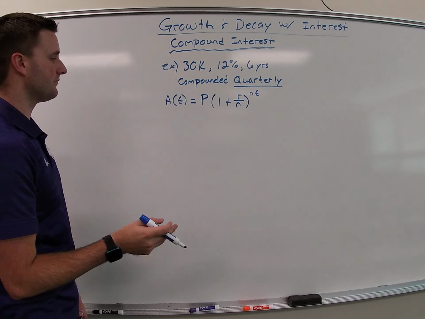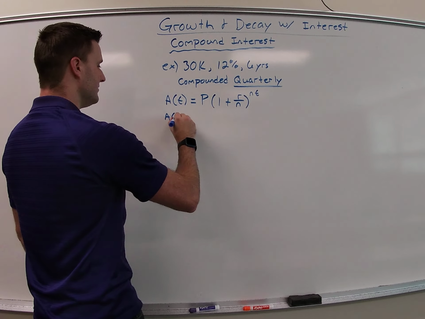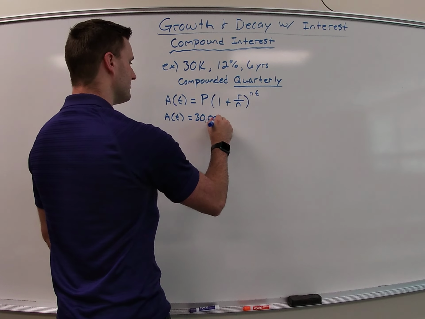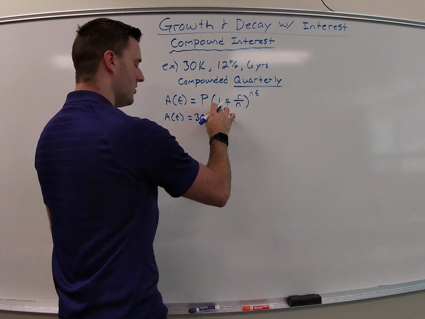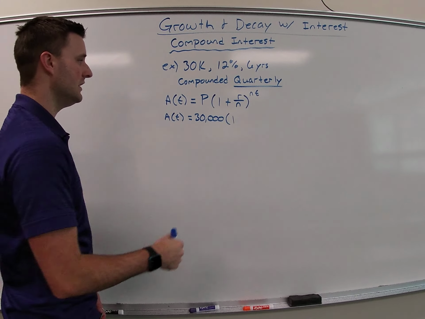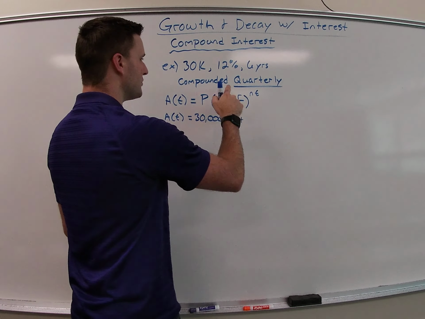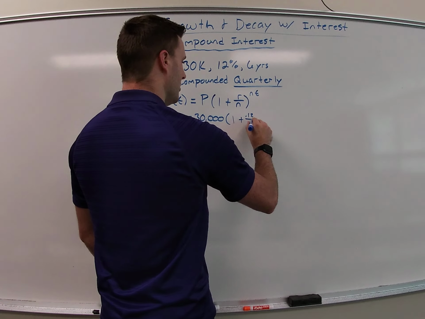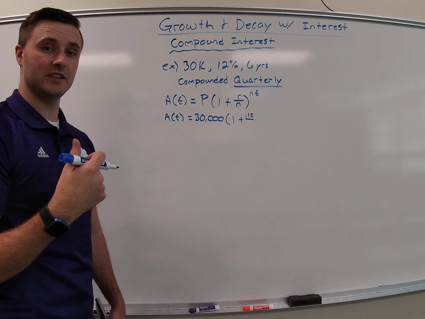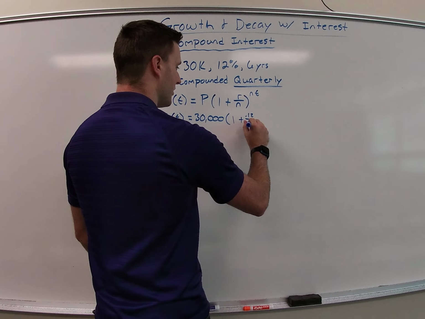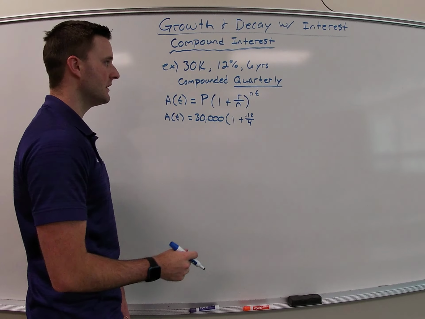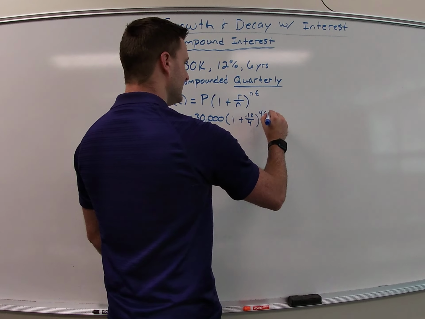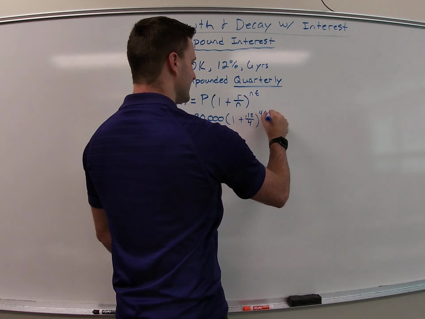So in our situation, I want to know how much am I going to have if I give you $30,000. I'm getting all of my investment back plus some, so plus my interest rate, well, 12% interest is 0.12 over the number of times it's compounded in a year. Well, if it's compounded quarterly, there are 4 quarters in a year. And then this is going to be raised to that same number, 4, or N. And for how many years? Well, we're talking 6 total years.